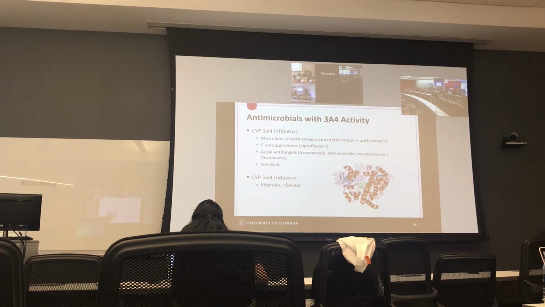So if you have to use these antimicrobials with 3A4 substrates, you'd want to choose azithromycin over the other macrolides and fluconazole over the other azoles. And you'd want to choose an alternative fluoroquinolone, so levofloxacin or moxifloxacin would be preferred over Cipro. Our inducers of 3A4 are rifampin and rifabutin. So whenever we see a rifamycin, think induction. Rifabutin induces 3A4, and rifampin has more of a wider induction pattern. It induces multiple enzymes.